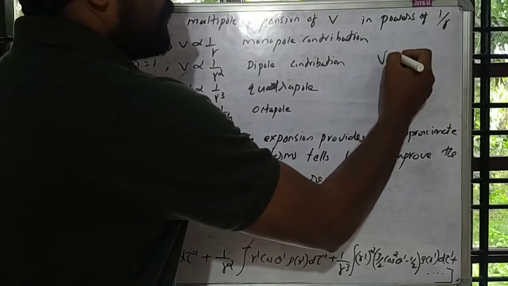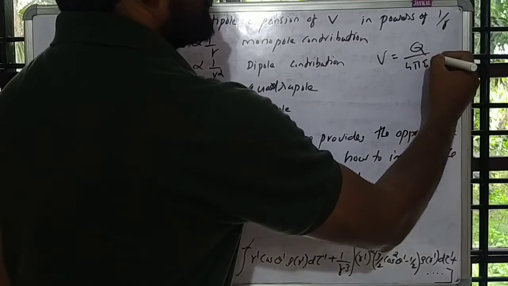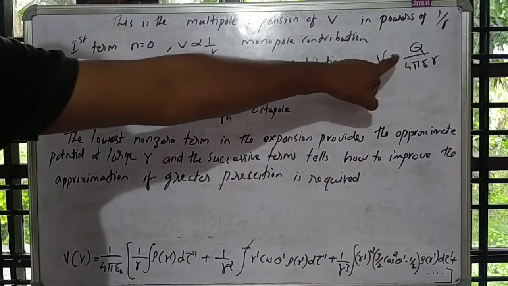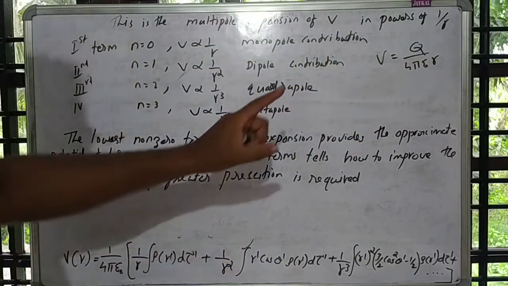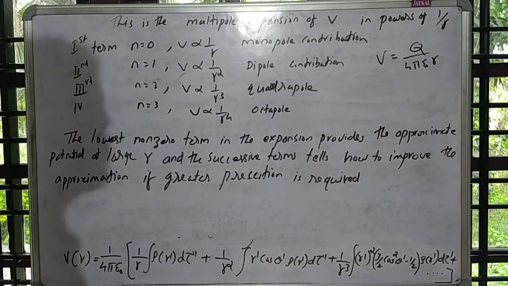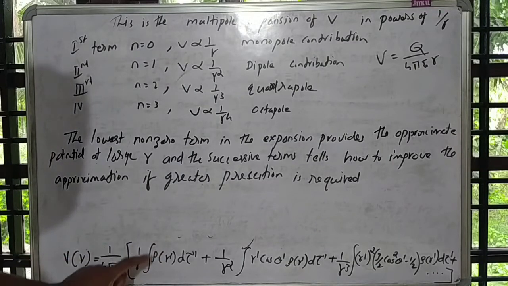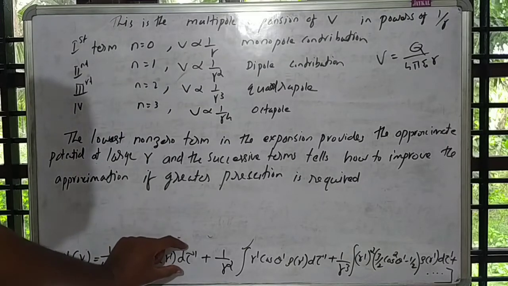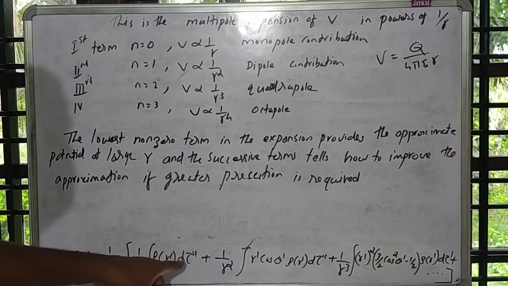So we first told V is equal to q over 4 pi epsilon 0 r, considering this as a point charge. Okay, actually that is not the precise result, that is not the absolute result, that is an approximation. So in the first term, 1 by 4 pi epsilon 0 1 over r, the integral of rho of r dash d tau dash is the net charge q. So we get the first term, the monopole contribution.